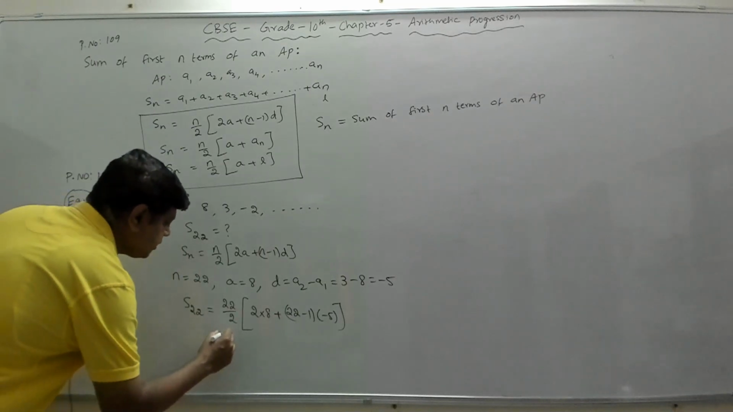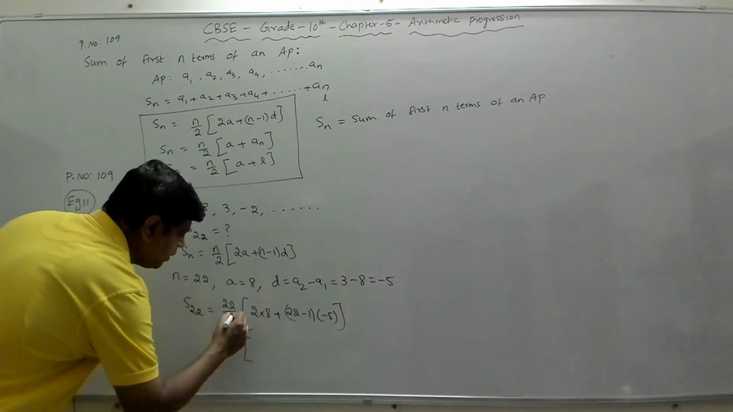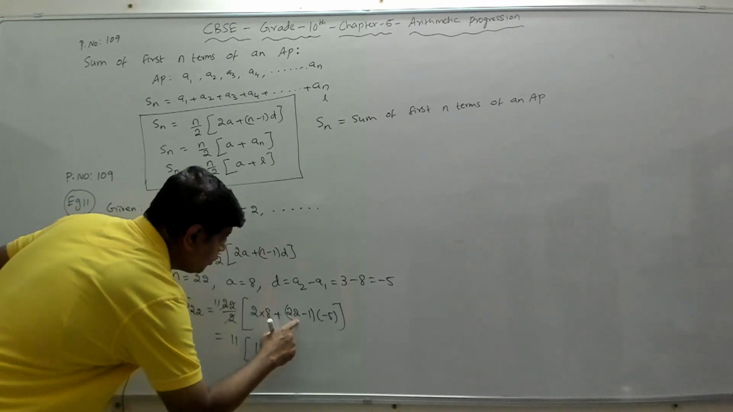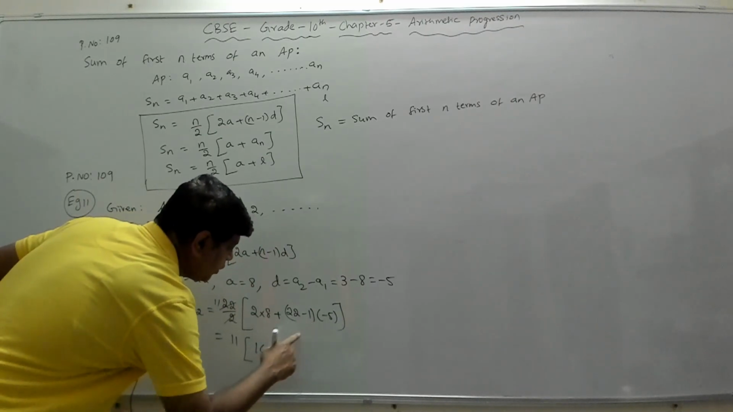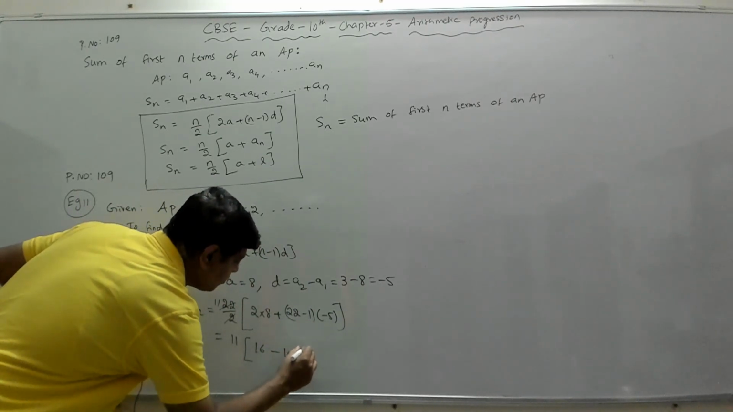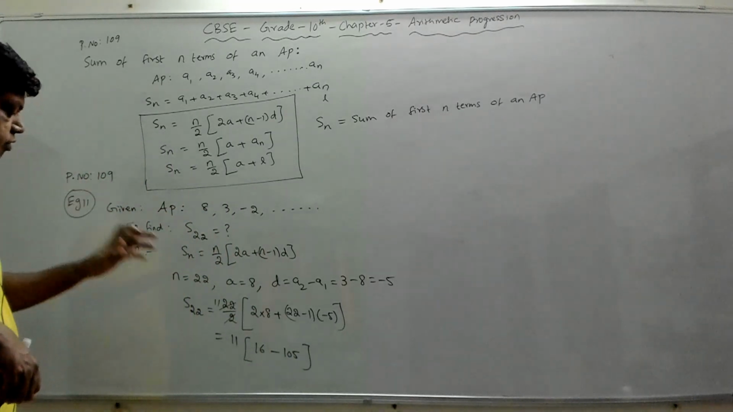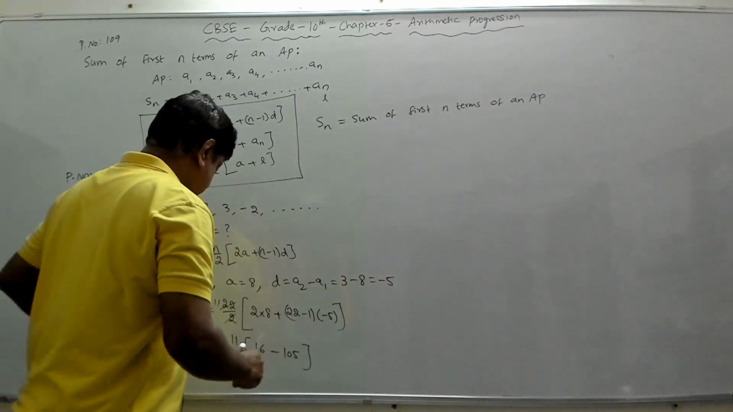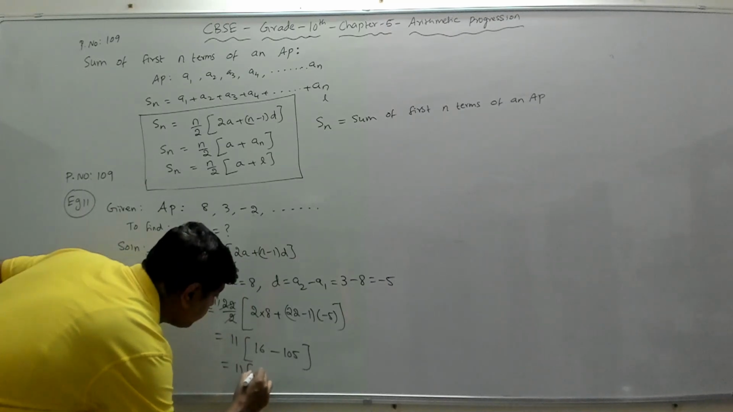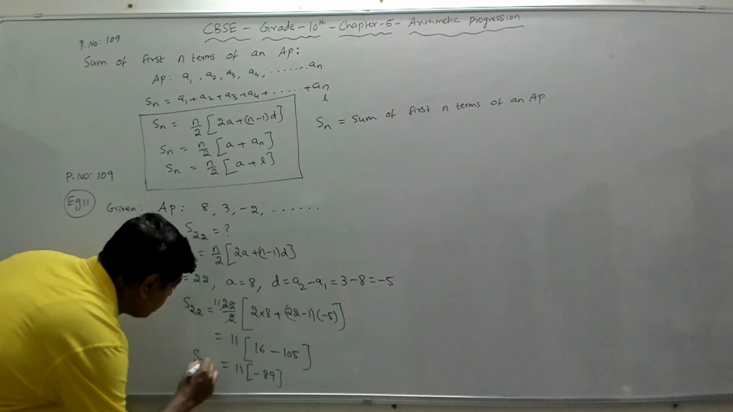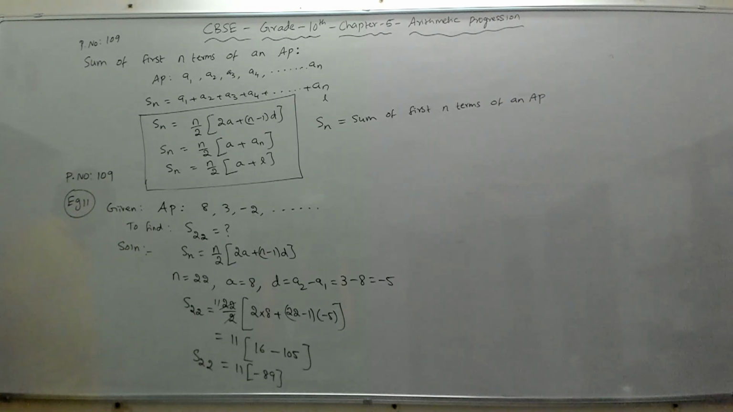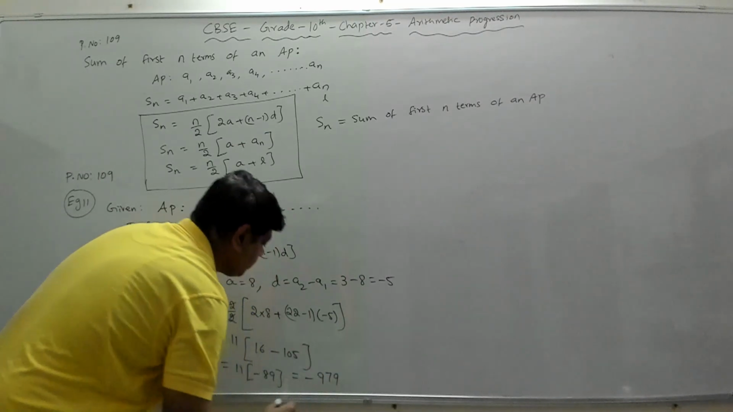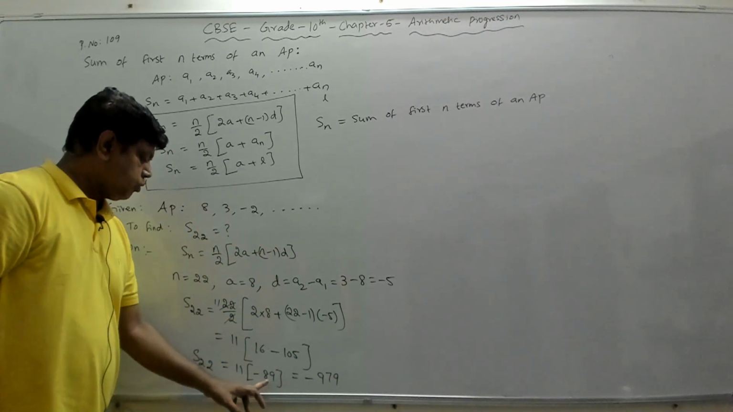If you simplify this, 2 and 22 get cancelled, and you get 11. 2 into 8 is 16, plus 22 minus 1 is 21, 21 into minus 5 is minus 105. Now if you simplify this, you get 11 into minus 89. That is your S22. Now if you multiply 11 into minus 89, you will get 979.